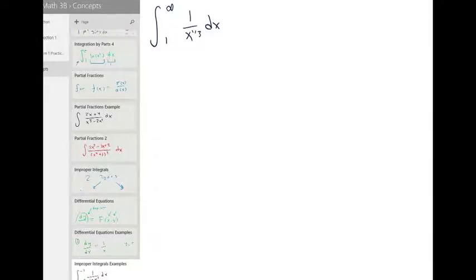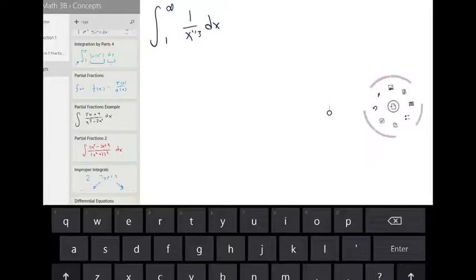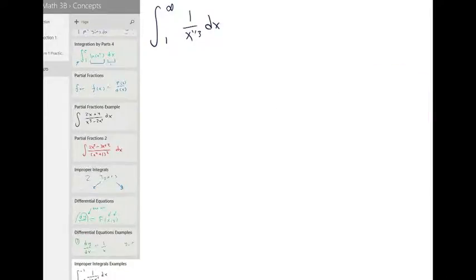So our second example is the integral from positive infinity to 1 of 1 over x to the 1/3 dx. This is an improper integral because our upper bound is positive infinity. So our first step is to turn this into a limit. The limit as a approaches infinity of the integral from a to 1 of 1 over x to the 1/3. And we can rewrite this as x to the negative 1/3.